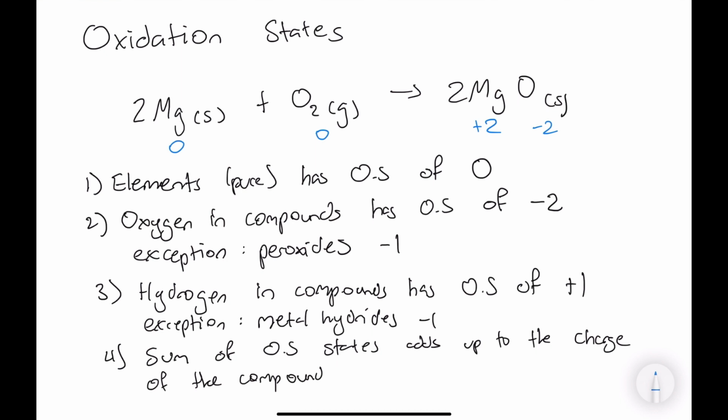So magnesium is undergoing oxidation because its oxidation state increased from 0 to +2. And this makes sense because if you lose electrons, your charge will become positive. And then oxygen is undergoing reduction because its oxidation state decreased from 0 to -2, which makes sense as reduction is gain of electrons, which makes its charge overall more negative.